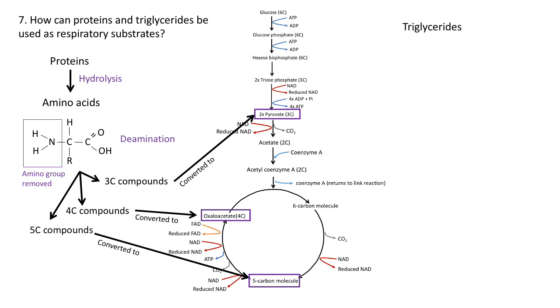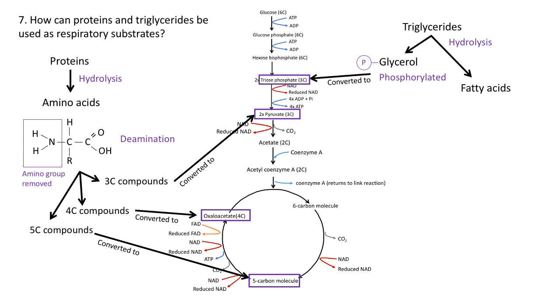you should know that they can be hydrolyzed to glycerol and fatty acids. So with glycerol, it's phosphorylated, and you should remember that glycerol is a 3 carbon compound. And so this phosphorylated 3 carbon compound can be converted to triose phosphate. And so that's how glycerol can feed into aerobic respiration.